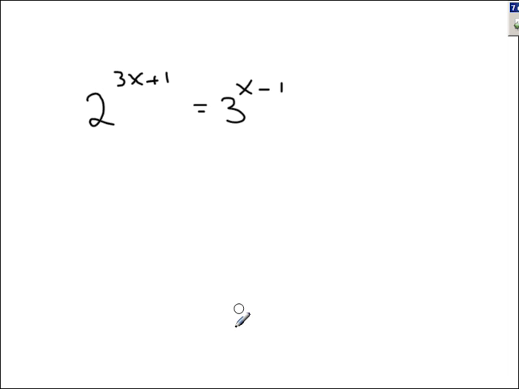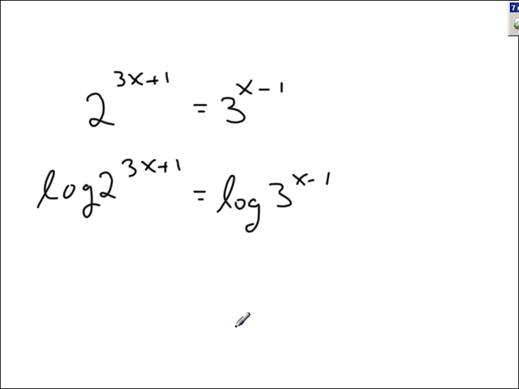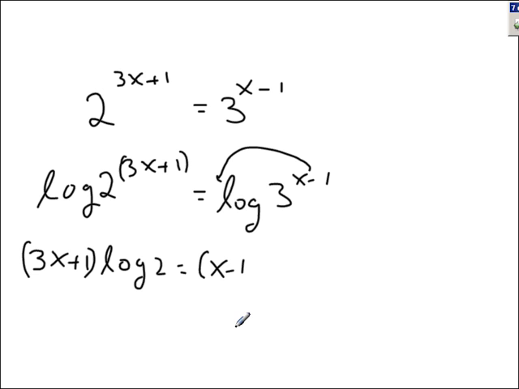We don't have a base e nor a base 10. So I take log of both sides. And how do you take log of both sides? You write log in front of both sides. Simple as that. And then you bring down the exponent. 3x plus 1 times log 2 is equal to x minus 1 times log 3.